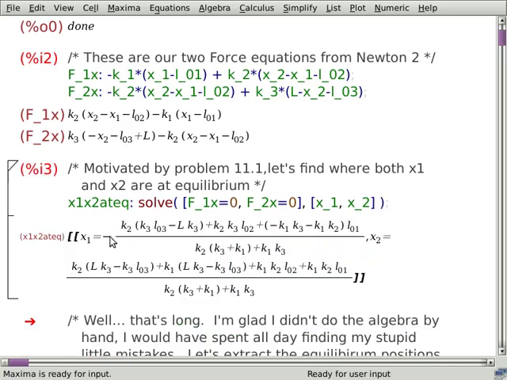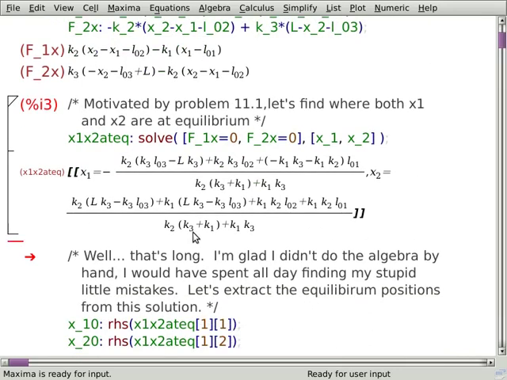And now you can see why I'm glad that I didn't do the algebra by hand, because I could have done it. But look at all these terms. Almost certainly, I would have made 10 million sign errors, which is pretty amazing since there's a lot less than 10 million terms here. And yet, I would have made orders of magnitude more sign errors than there are terms, because that's how sign errors work. So I've got these equilibrium positions, and they're long, but whatever, I've got them. So now I can work with them. So I'm going to pull them out.